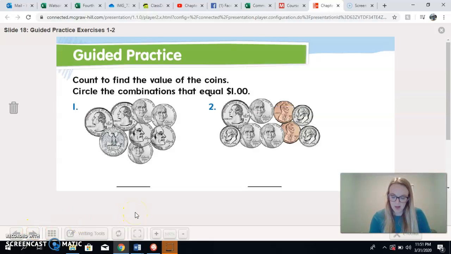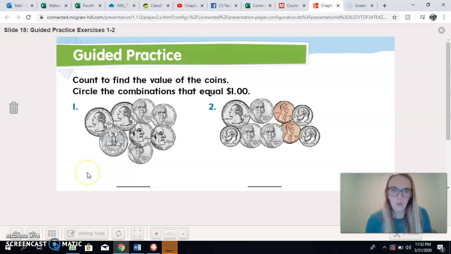Okay, and this should be at the bottom of your page, on page 510, so we're still on the same page. This says to count to find the value of the coins. Circle the combination that equals $1. So we need to count all these coins to make sure they equal $1, because maybe they do not. We need to check their work. Whenever we skip count coins, you always want to start with the coin that is the biggest. It'll be easier to count if you start with quarters instead of starting with pennies.